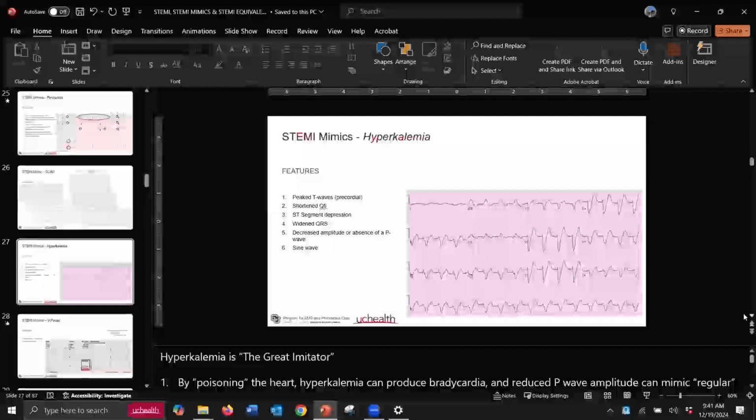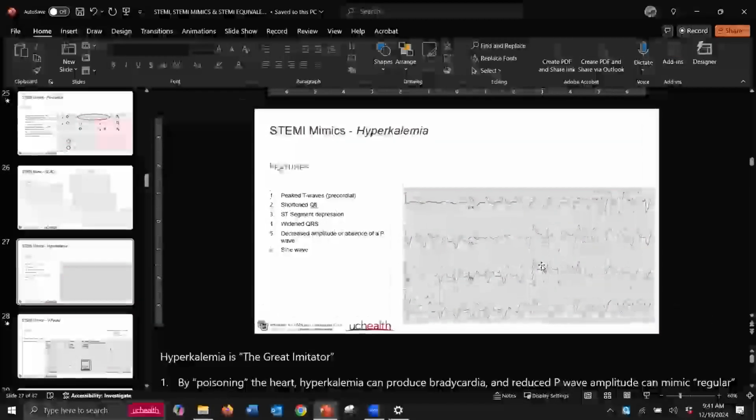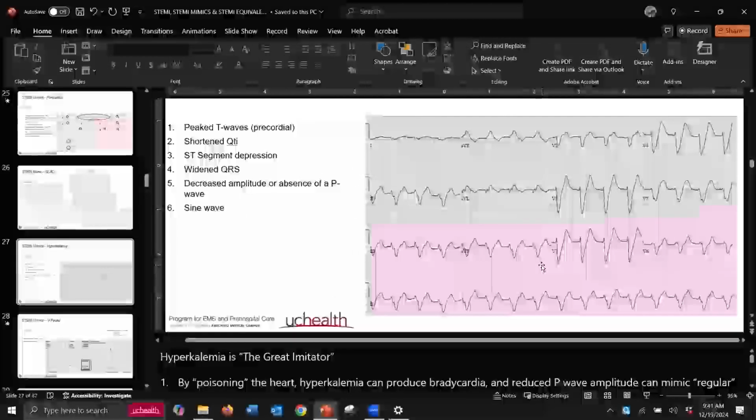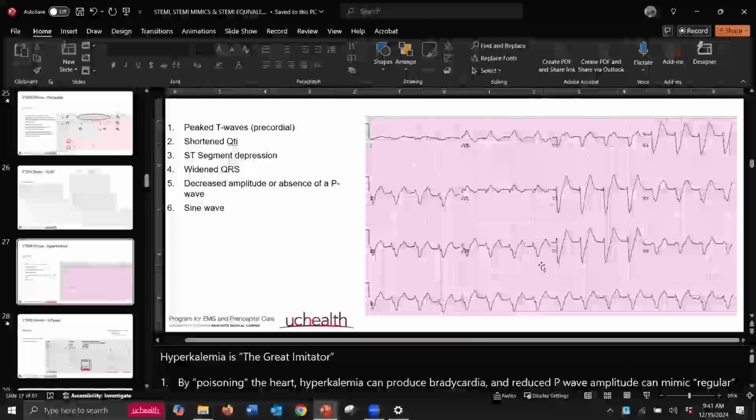Oh, here we go. Hyperkalemia. Too much potassium floating around in there. This is a pretty profound hyperkalemia. What do you see in this EKG? Super wide. Yeah, the QRS is super wide. It's trying to become a sine wave. I see loss of P wave.